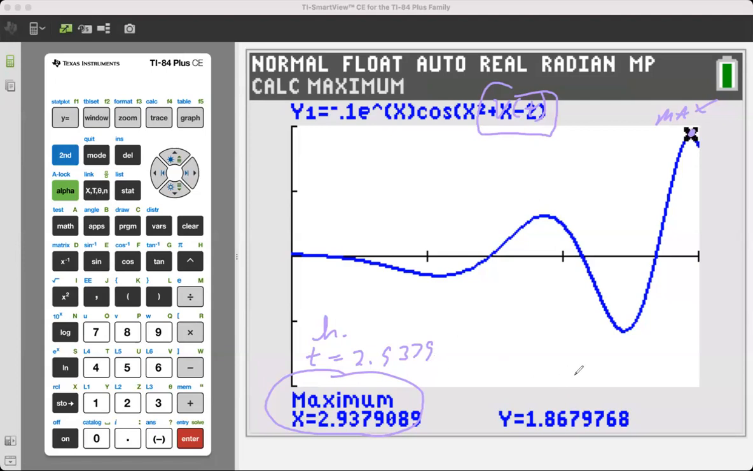That's the when. Now, question I is the what. What is the maximum velocity? Well, that's your Y value. So the maximum velocity is 1.8679 feet when T equals 2.9379. So the what is the Y and the when is the X.